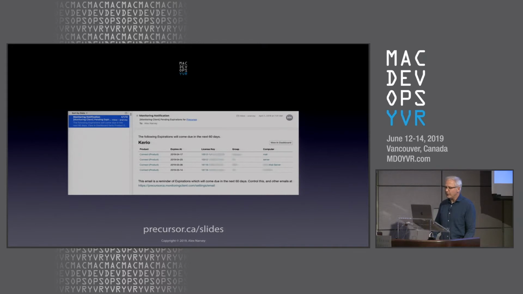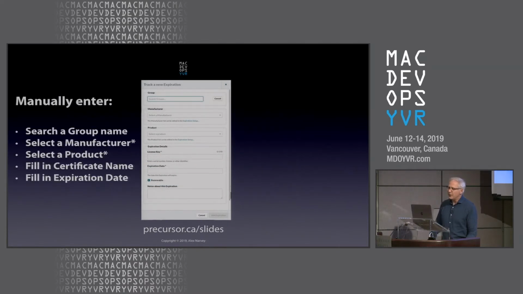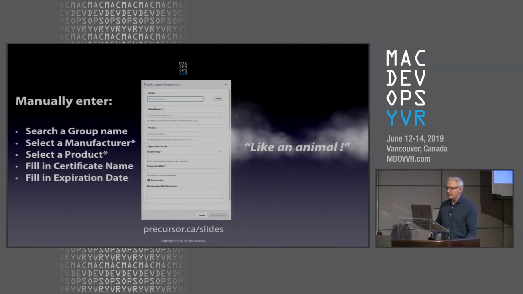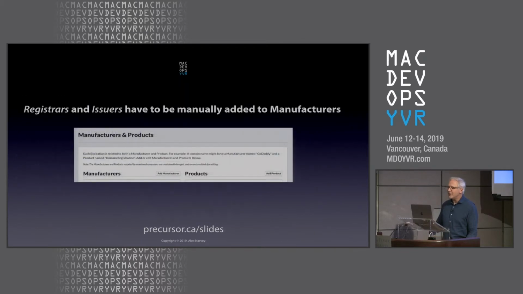And Watchman can also do this for things like domain registrations and SSL certificates. But for domains and certificates, you have to enter all the information manually, like an animal. And you can't even select the manufacturer without having added it first on a separate pane. And that's a pain.